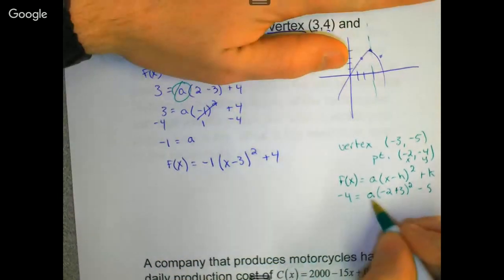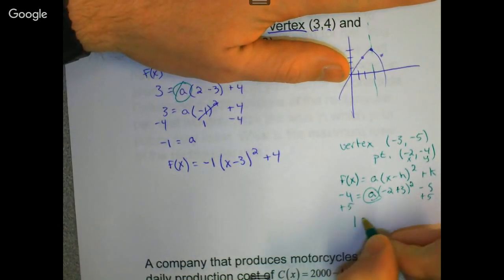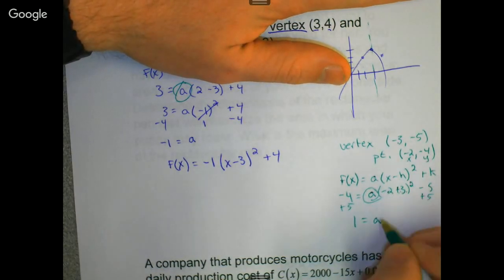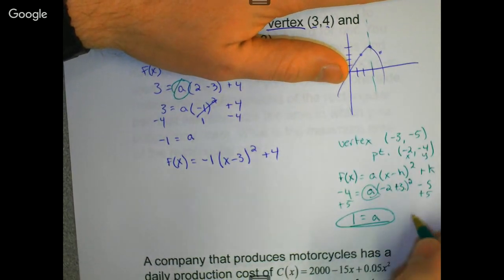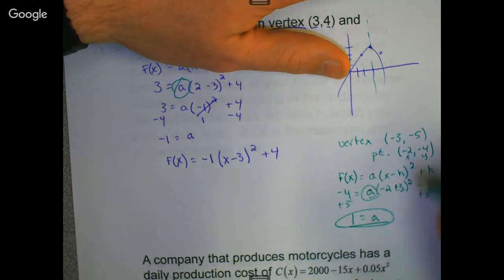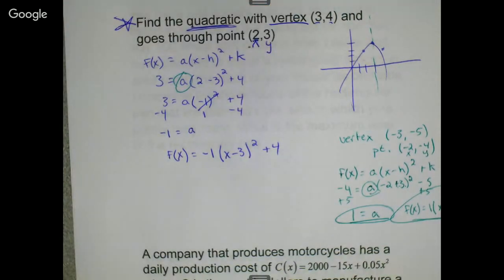Okay, so now I can solve this for a. So I'll add 5 to both sides, so that's 1 equals a times... and then -2 plus 3 is 1. 1 squared is 1, so a equals 1. Not always will it be that. You might have to divide by some number. It just happens that these two that I made up work that way. So f of x equals a, so 1 times (x plus 3) squared minus 5. Okay. And then you're done.